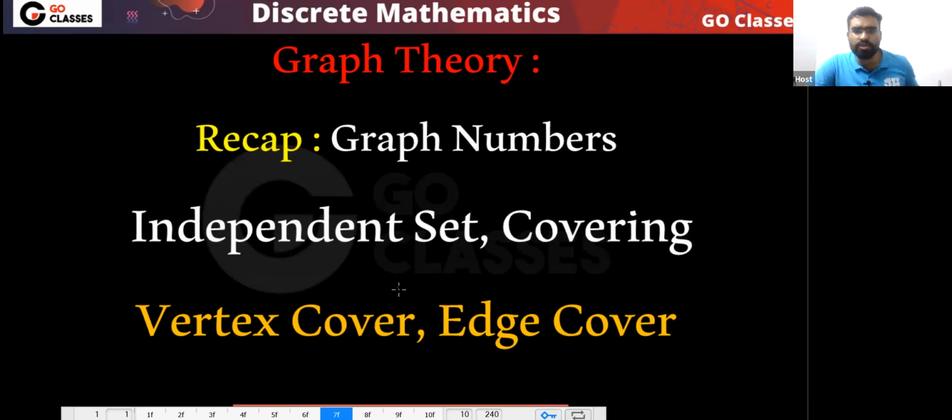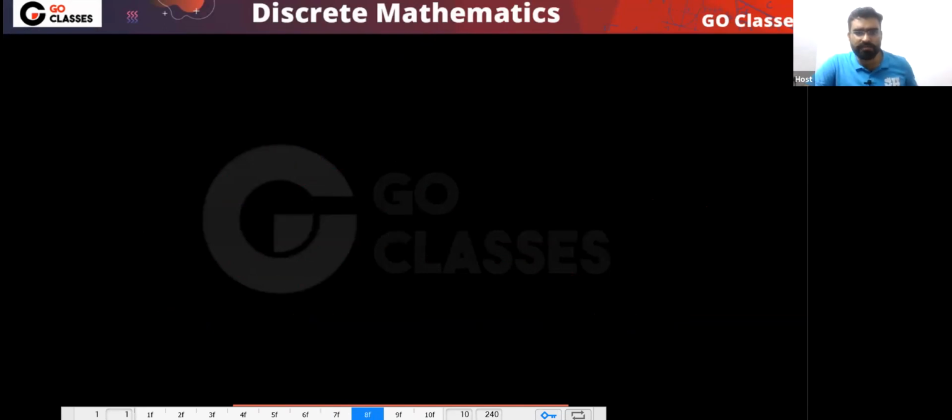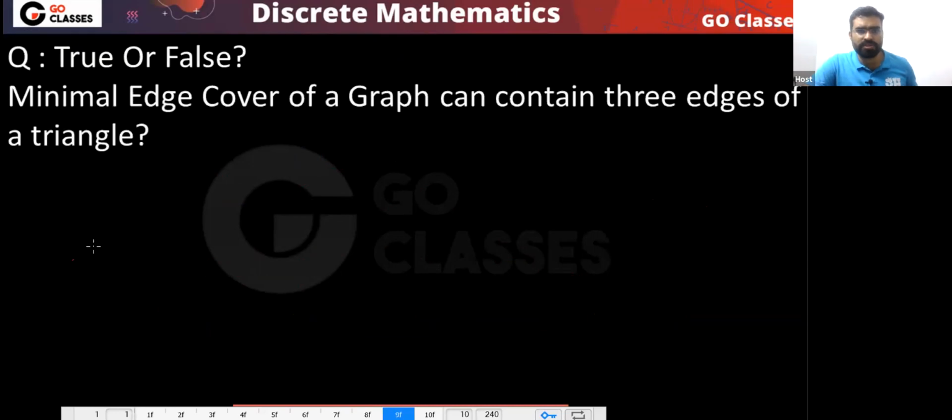Covering number means the size of minimum vertex set. Okay, very good. Anurag, very good. So that is the idea. Now let's see the first question. Think about this question and tell me what should be the answer. By default, minimum vertex covers. Yes, Preeti, very good. So tell me, think about it.